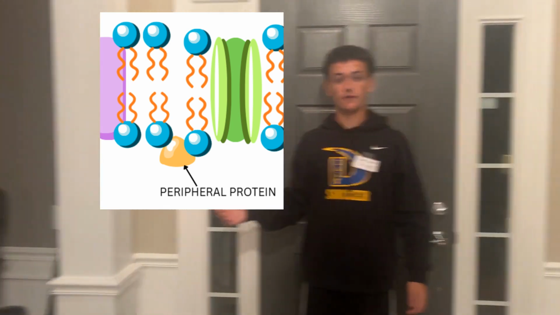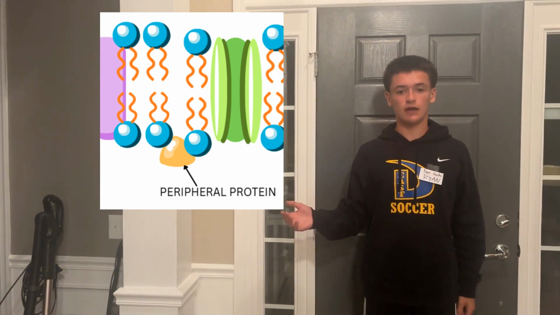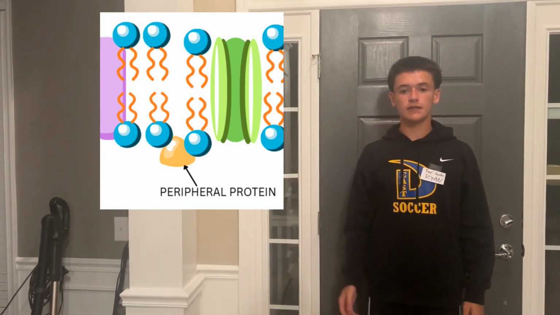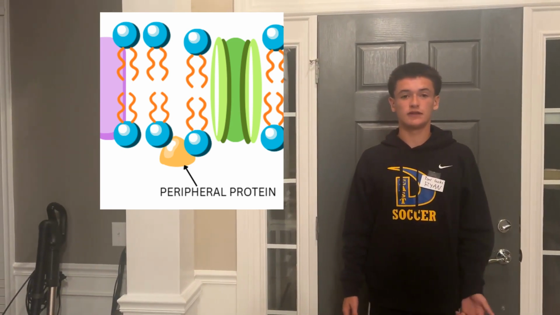Over here is another function, anchorage. It is kind of like the cell support beam, where it connects the membrane to the cytoskeleton inside of the cell. This helps the cell keep its shape and stability. Without anchorage, the cell structure would be weak and could shift around too much.